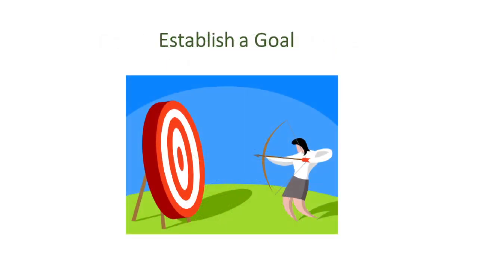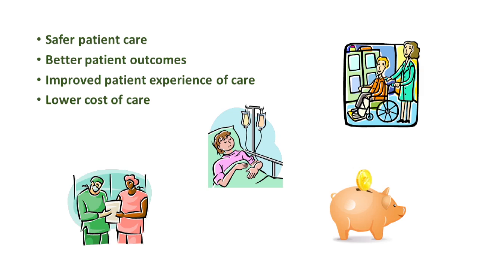The first step is to establish a goal for improvement. For example, your goal might be to prevent central line associated bloodstream infections or CLABSIs. It is important to clearly articulate to your team why achieving this goal is important. For the CLABSI example, achieving this goal will result in safer patient care, better patient outcomes, improved patient experience of care, and lower costs of care.